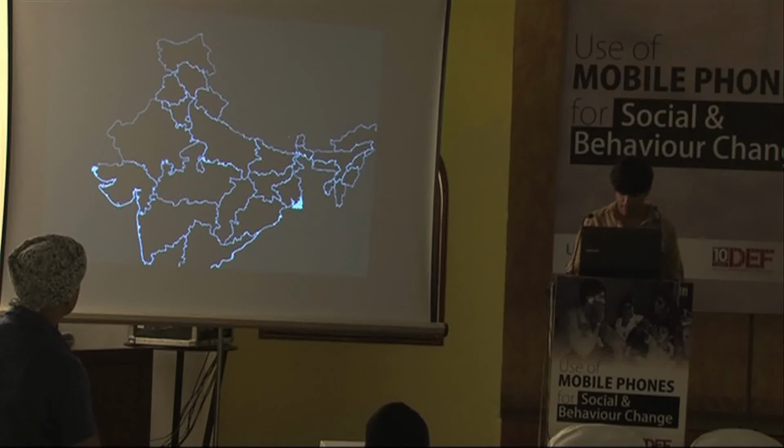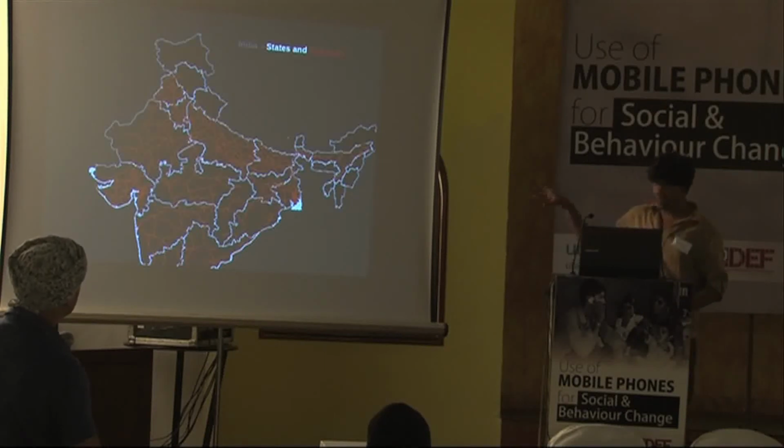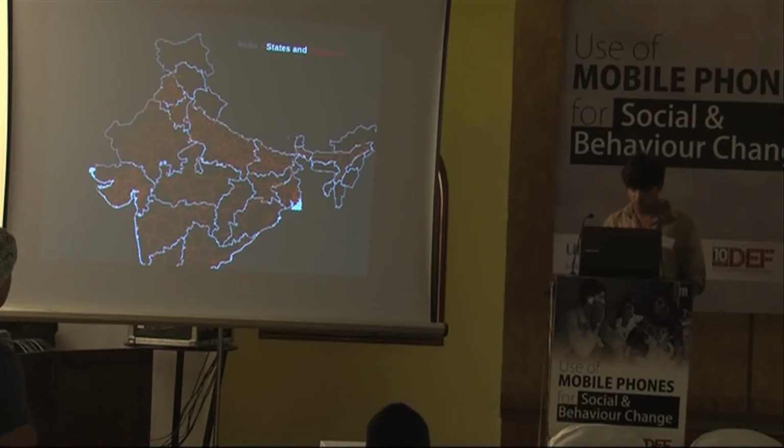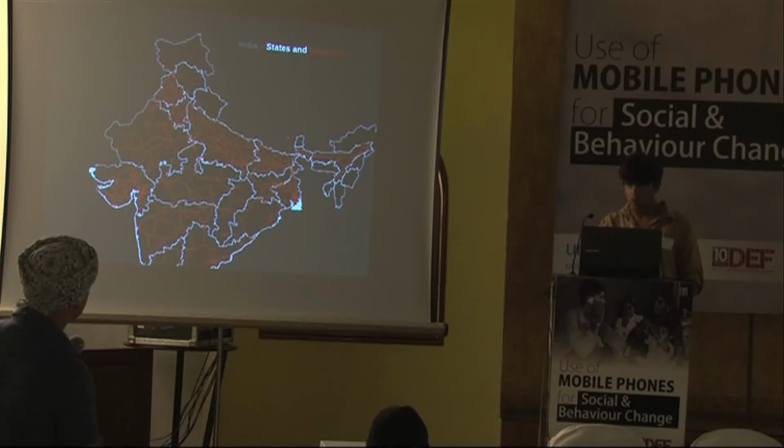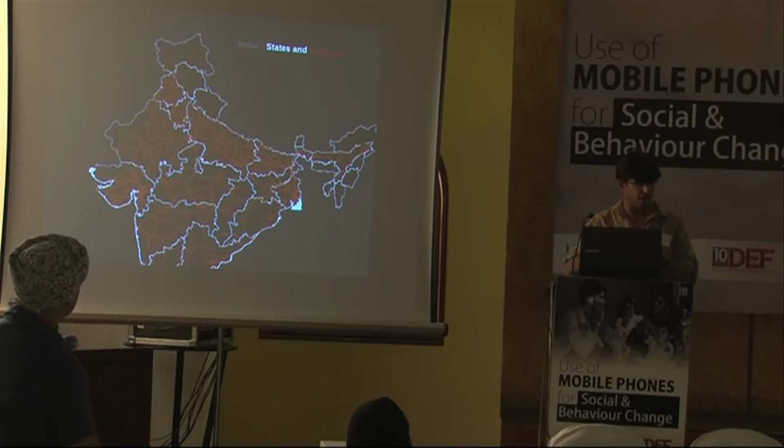I've tried to make a little map. This is the Indian Railways network. So if you see up here in the UP and the Gujarat areas, it's really dense, which gives me an indicator that those areas are much more developed than other areas.